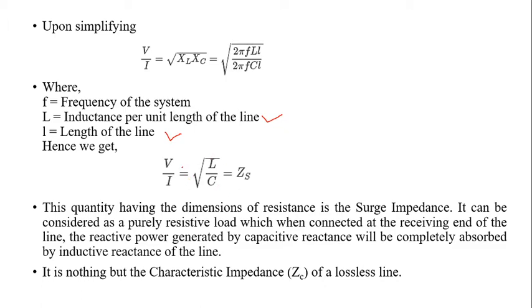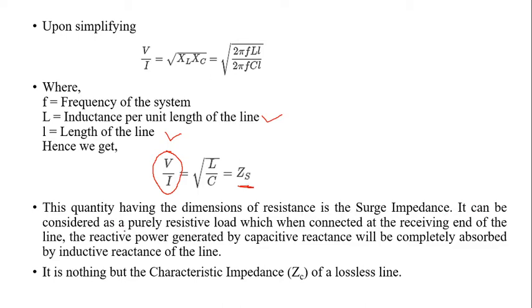So what is the value of V by I? We can write our V by I as Z, so this is Zs, and this is the surge impedance of the line. This quantity having the dimension of resistance is the surge impedance. We can write it as the square root of L by C, that is Zs, our surge impedance.